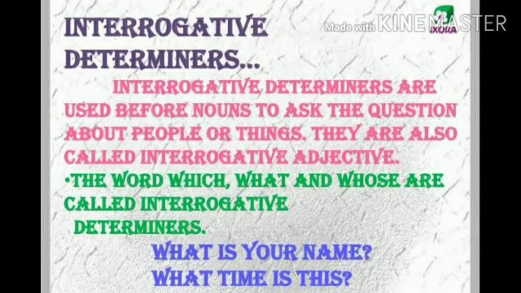Interrogative determiners are words that are used before a noun to ask questions about people and things. Whose, which, what are examples of interrogative determiners.